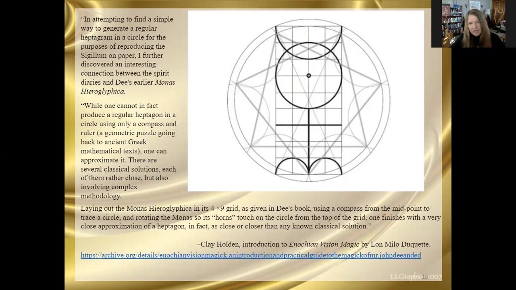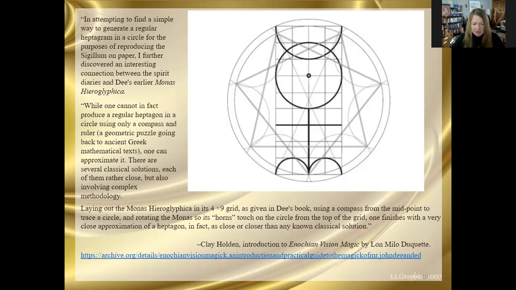There are ways that you can solve the unsolvable problems of ancient Greek mathematics, like the doubling of the cube, the squaring of the circle. But in modern math, they're thought to be unsolvable simply because they involve approximations. Like anything involving a circle is going to have pi, so you've got to find a fractional equivalent. So these are geometric puzzles. As Holden says, a geometric puzzle going back to the ancient Greek mathematical texts. But you can approximate it. There are several classical solutions, each of them rather close, but also involving complex methodology.